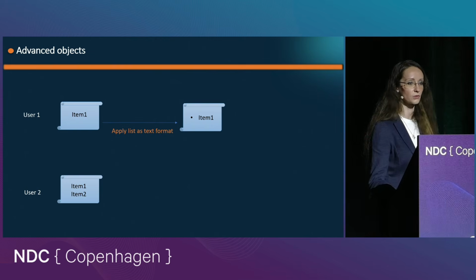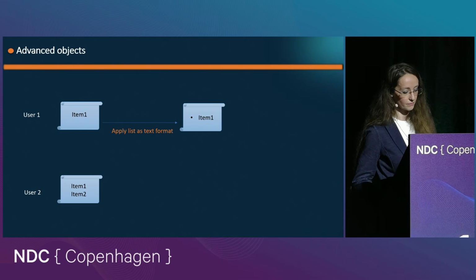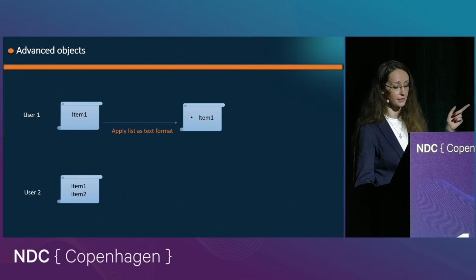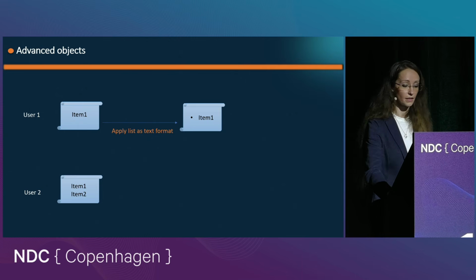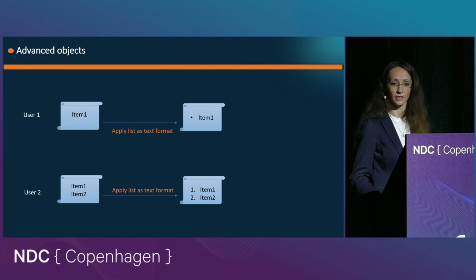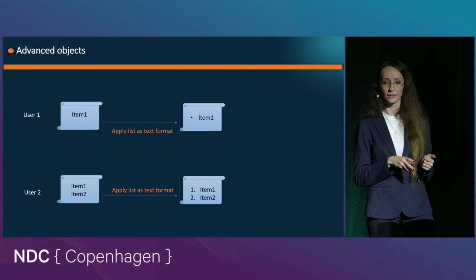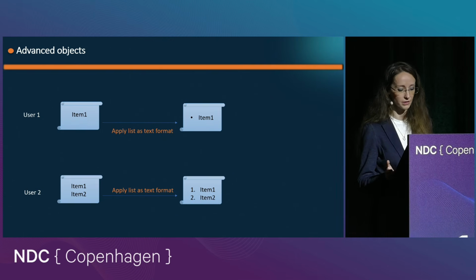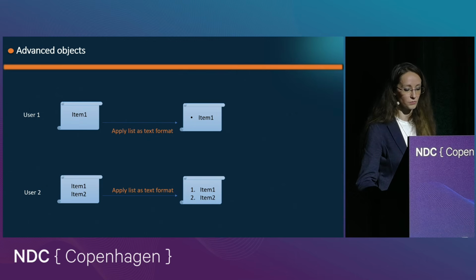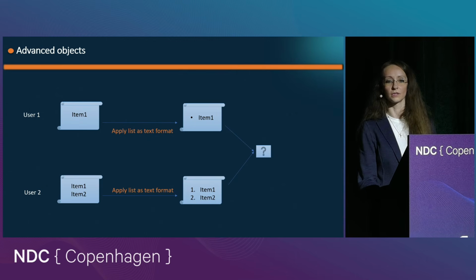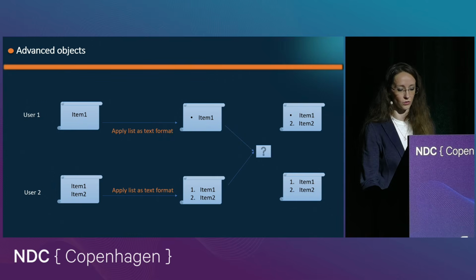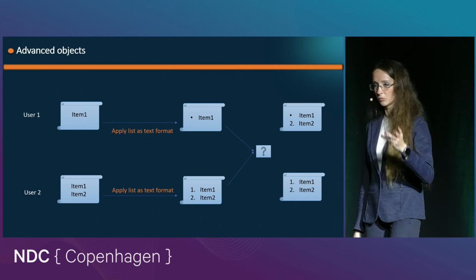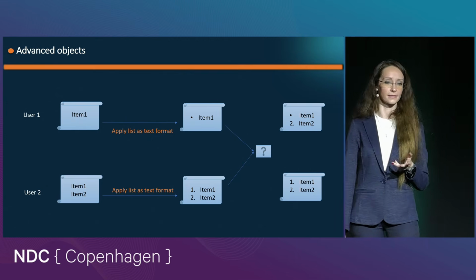But user 1, not only that, user 1 simply sets a list, and it sets a bullet list. However, the second user, not only that he added that item 2 on the list, he also applied a styling format, but not as bullet list. He wanted to have a numbered list. So at this moment, the question is, how or what are we supposed to display in the document? Is it a combination, a mix between them? Or is it the bullet list? Or is it the numbered list?